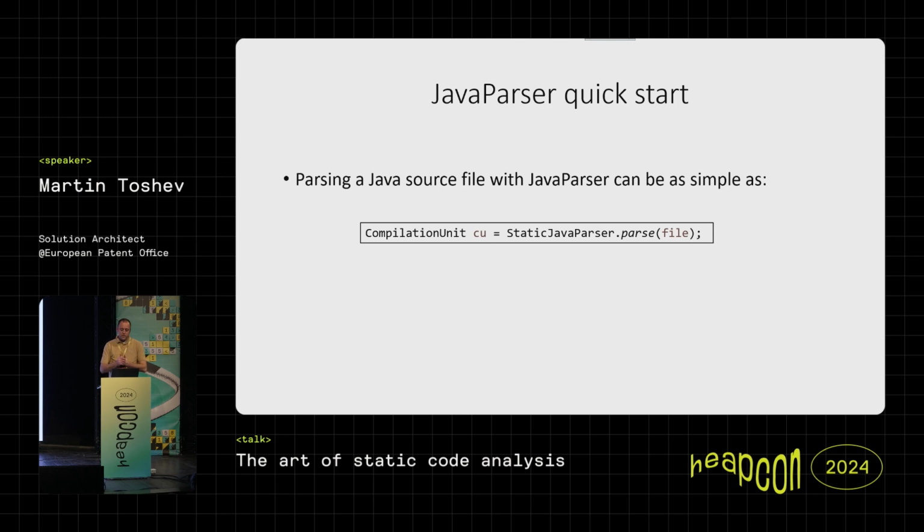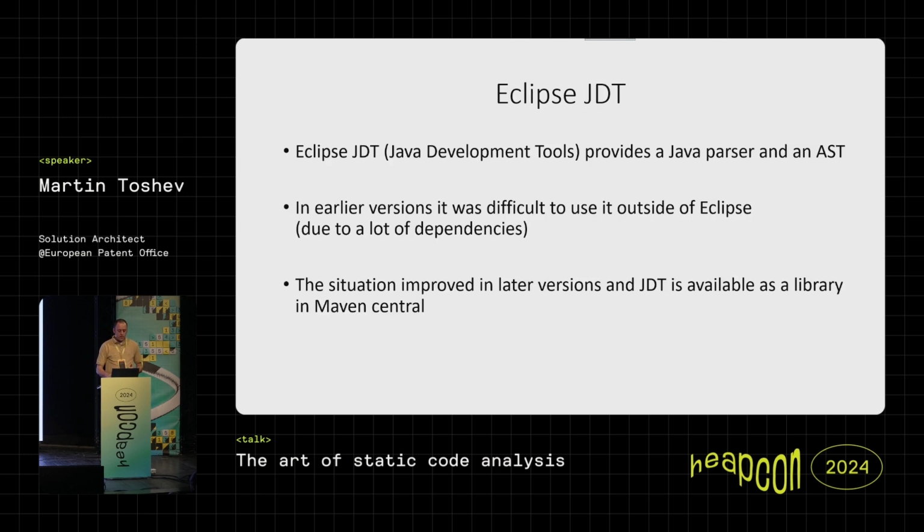To parse a Java source file with JavaParser, it can be as simple as calling the static parse method from the static JavaParser class, and you supply, for example, a file with your source code. And that generates a compilation unit instance. On the other hand, you have another even more powerful library, which is called Eclipse JDT, or Java Development Tools, that you can use as an alternative to JavaParser.